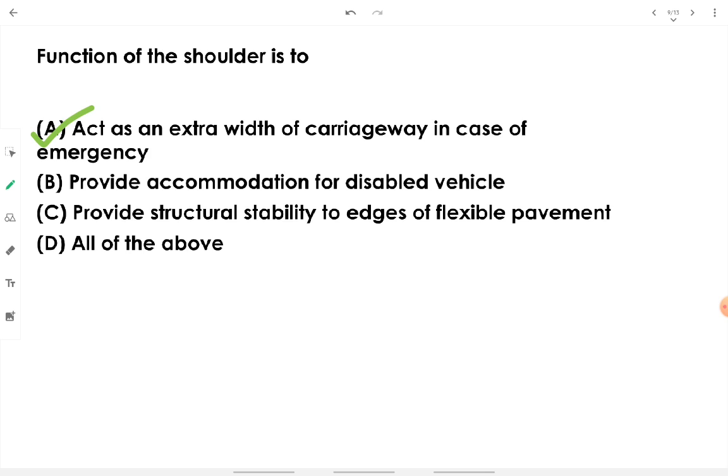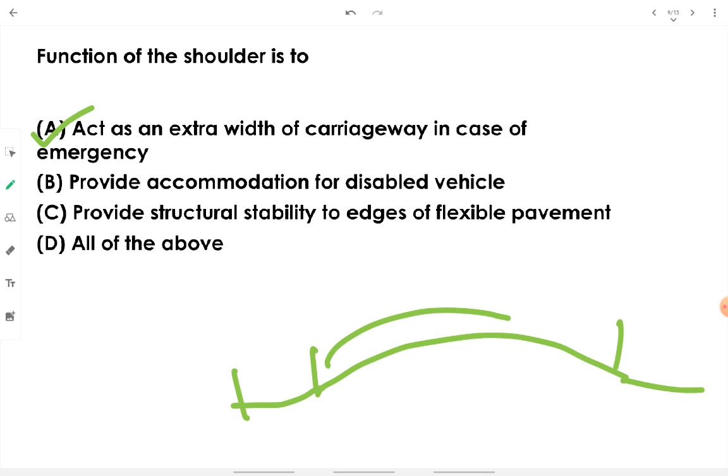Then, provide accommodation for disabled vehicles. Yes, if a vehicle is failing, if a truck or any kind of vehicle is failing, then it can park itself on the shoulder. No need to obstruct the carriageway. This is the carriageway or lane. This is the shoulder. Over the shoulder the vehicle can be parked.